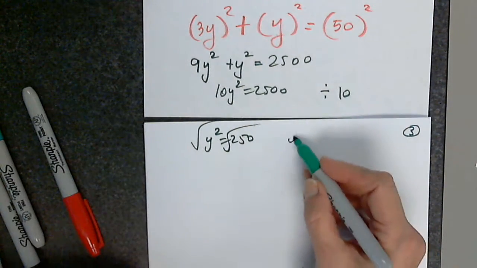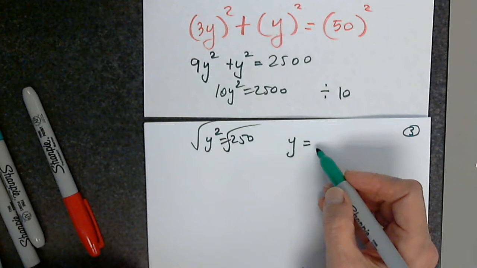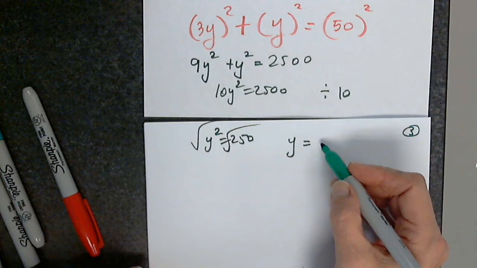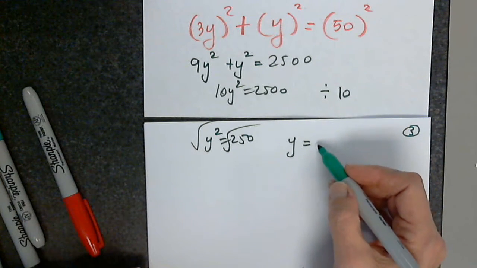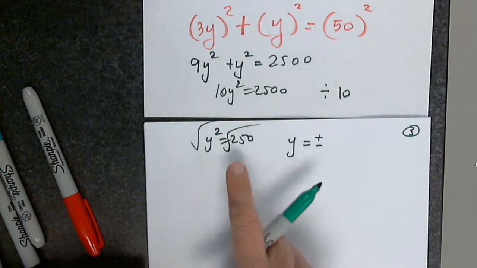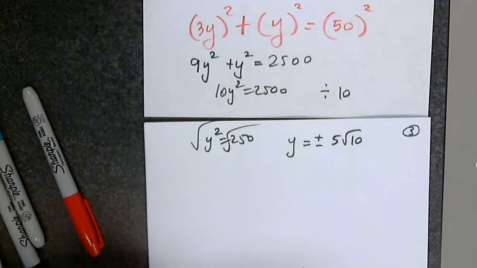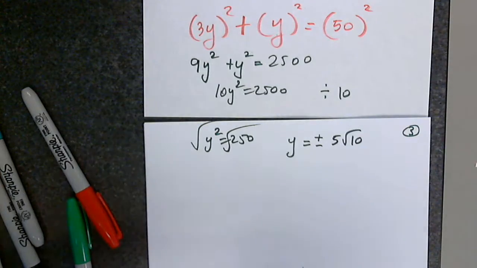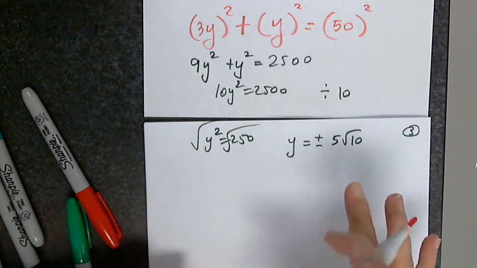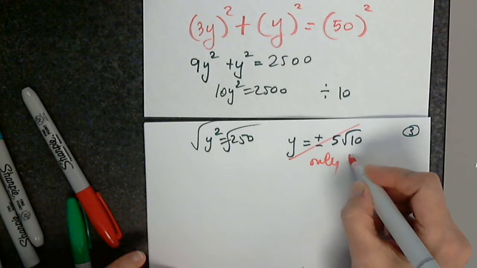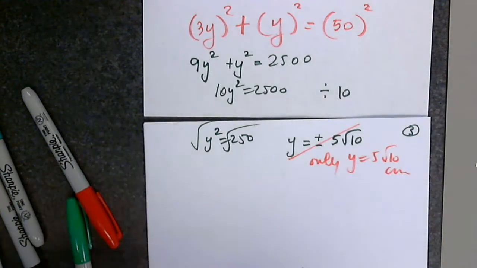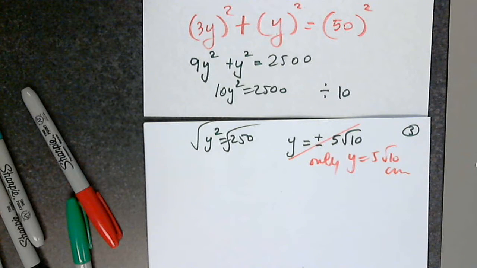Since it's quadratic, how many solutions will I get? The degree is 2. So how do I get them? Exactly. And remember, 250 is 25 times 10. So this is 5 times the square root of 10. However, since we are talking about dimensions of a rectangle, I will leave it as is, but I will say only y equals 5 the square root of 10 centimeters. So I show my professor that I know what happens when I take square roots, and also that I know that this is a distance and it cannot be negative.